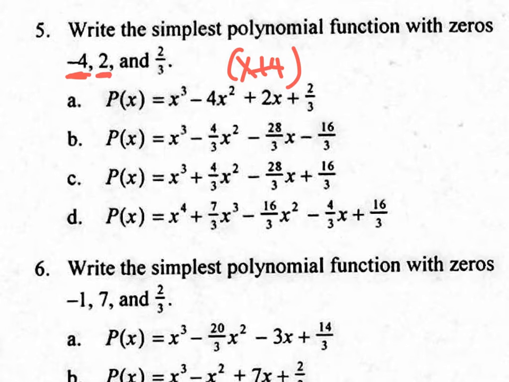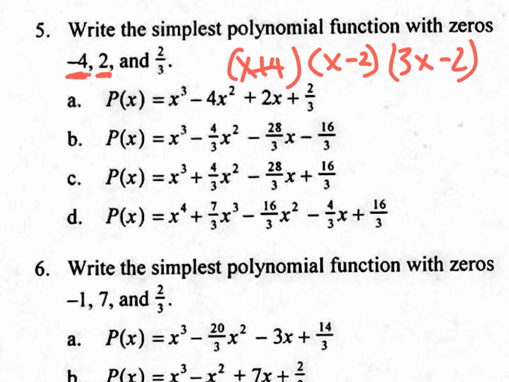The answer 2, where did it come from? It came from the factored form x minus 2. And the answer 2/3, where did it come from? It came from 3x plus, actually minus 2. Let me erase that. And minus 2.